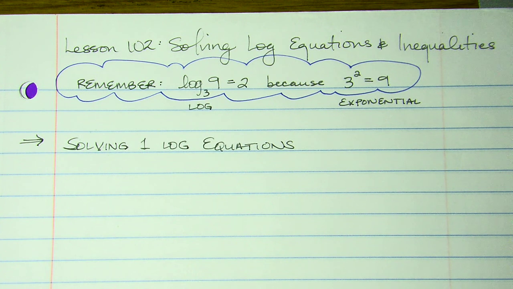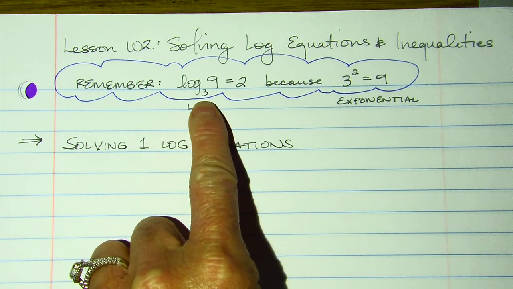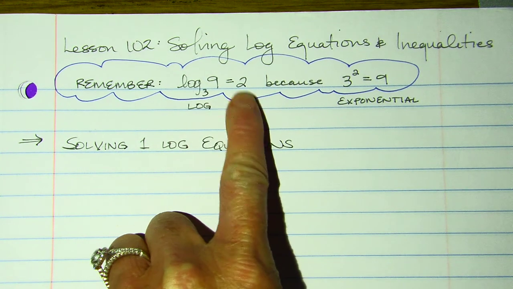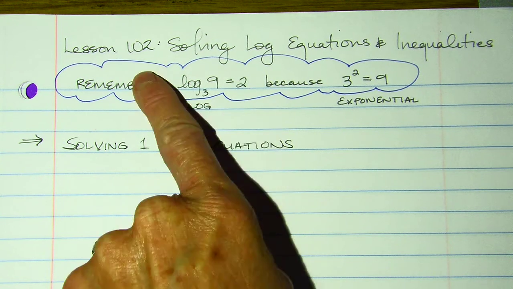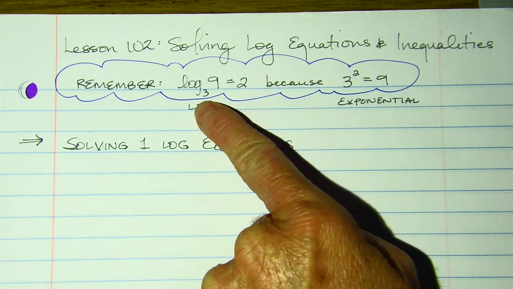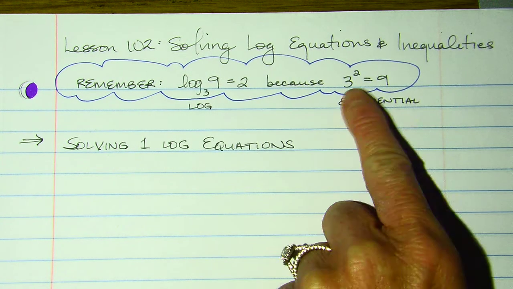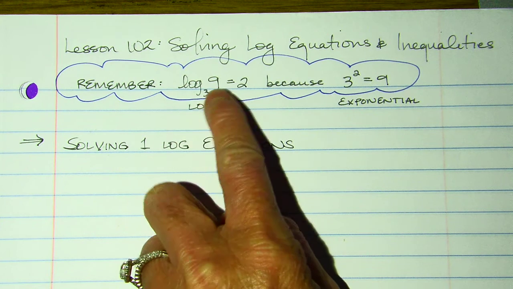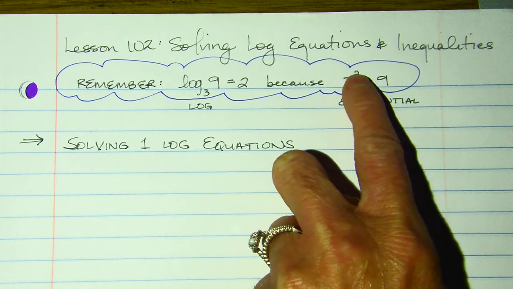So at the top, I put kind of a little review. Remember that a logarithm is the inverse of an exponential. So when I write log base 3 of 9 equals 2, the reason I write it that way is because 3 squared equals 9. But when we write it as a logarithm, I switch the 9 and the 2.